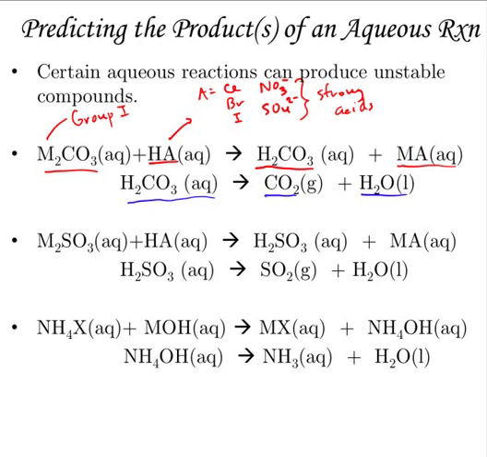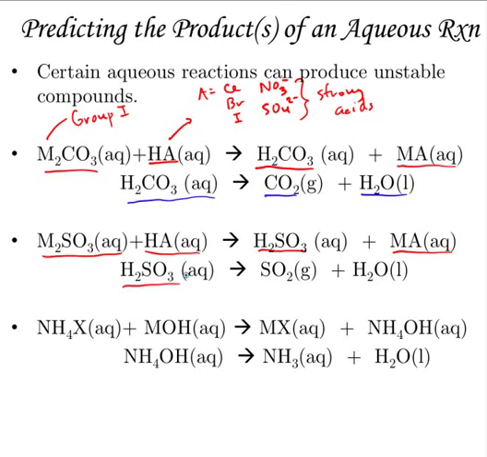Similar to metal carbonate reacting with acid, we're also going to see metal sulfites reacting with acid. Okay, so very similar. We're going to form, instead of H2CO3, H2SO3. Okay, sulfurous acid in combination with the salt.